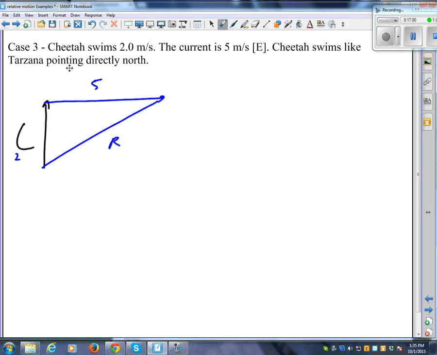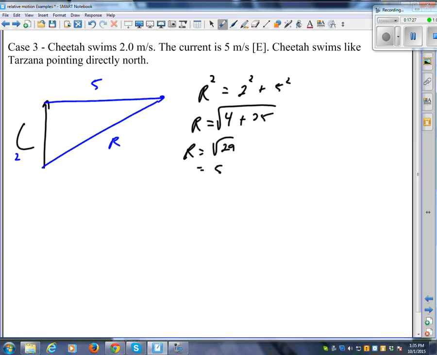Bad teaching. So this is going to be r squared equals 2 squared plus 5 squared. Right? r equals the square root of 4 plus 25. So r is going to be the square root of 29, a little over 5. 5.4. Cheetah's cooking. He's moving fast. But again, which one gets to the other side first?